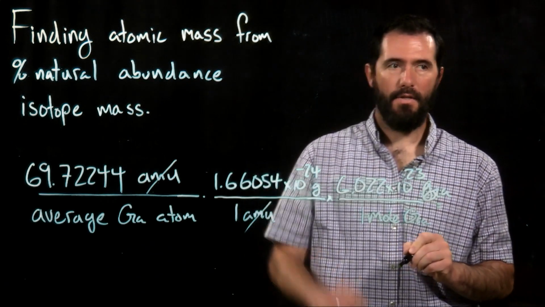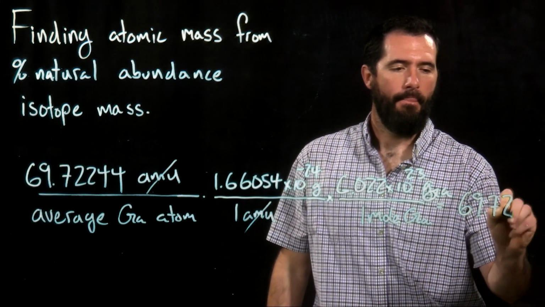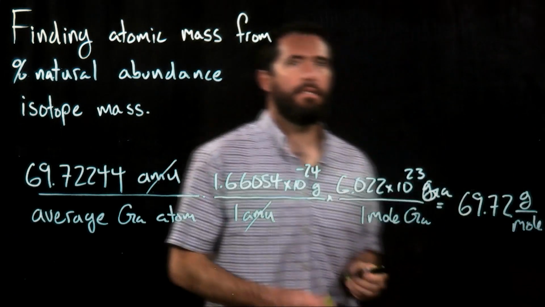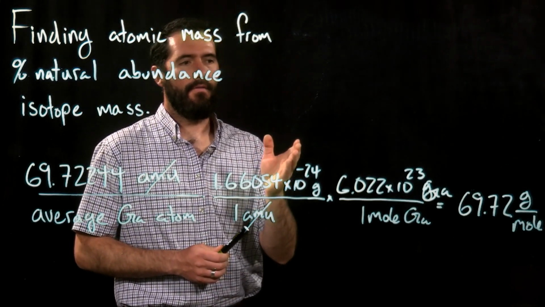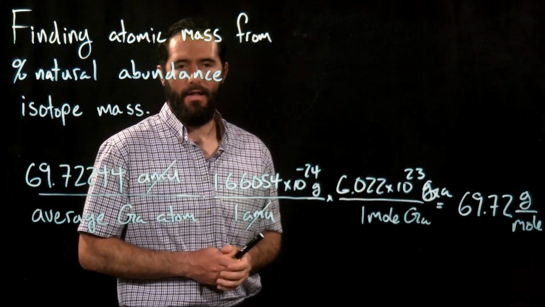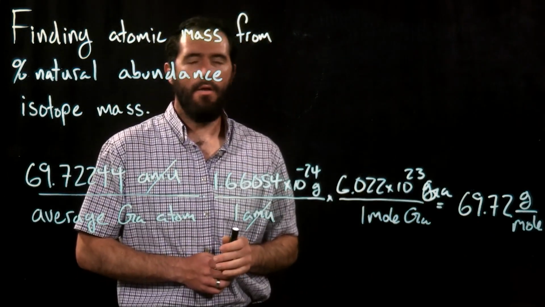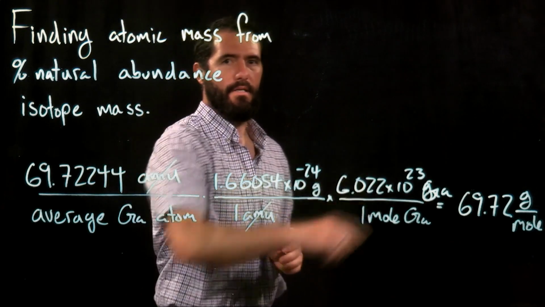If we compute this quantity, we get the answer 69.72 grams per mole. So that's how many grams of gallium there are per mole of gallium, and this is the number that you'll find on the periodic table. Notice that it's actually the same numerical value here. We just went through the process of converting the units.